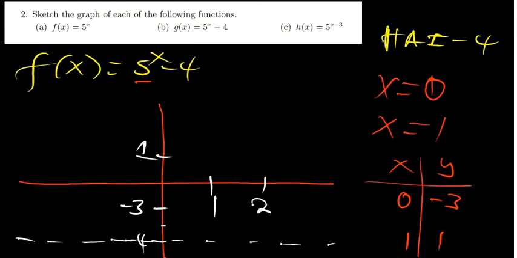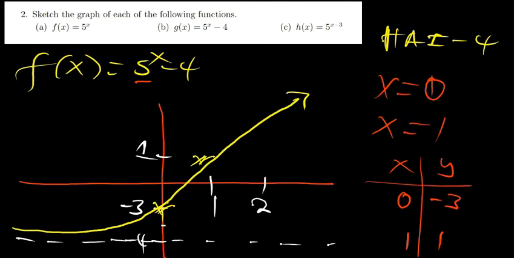Now I'll follow 0, negative 3 is this point. Next is 1, 1. 1, 1 is this point. So now it is running away from the asymptote going there. But let's redraw it. Running away from the asymptote, it has to be going like that. So that is going to be our graph.